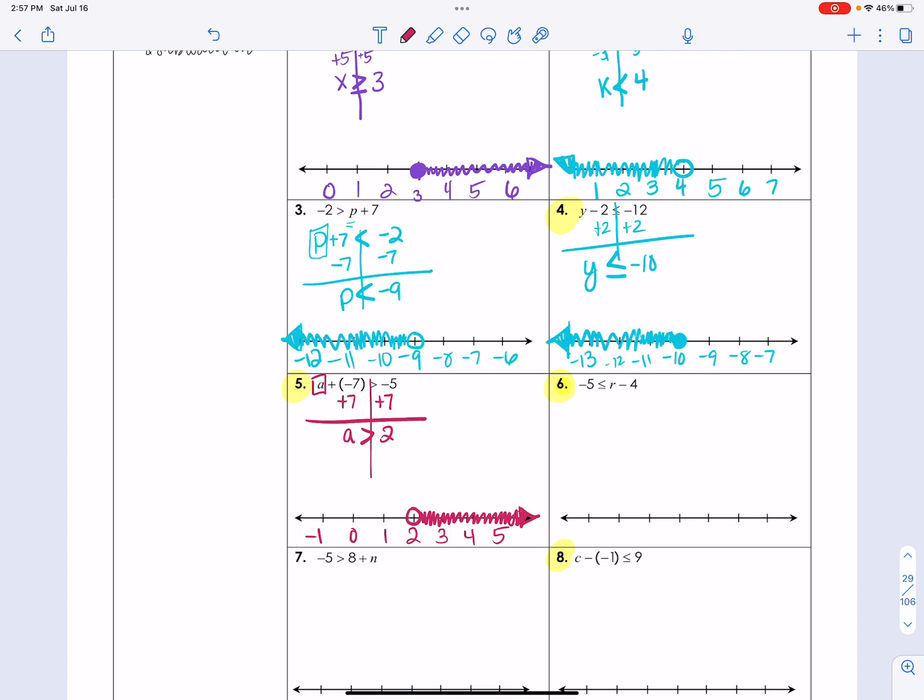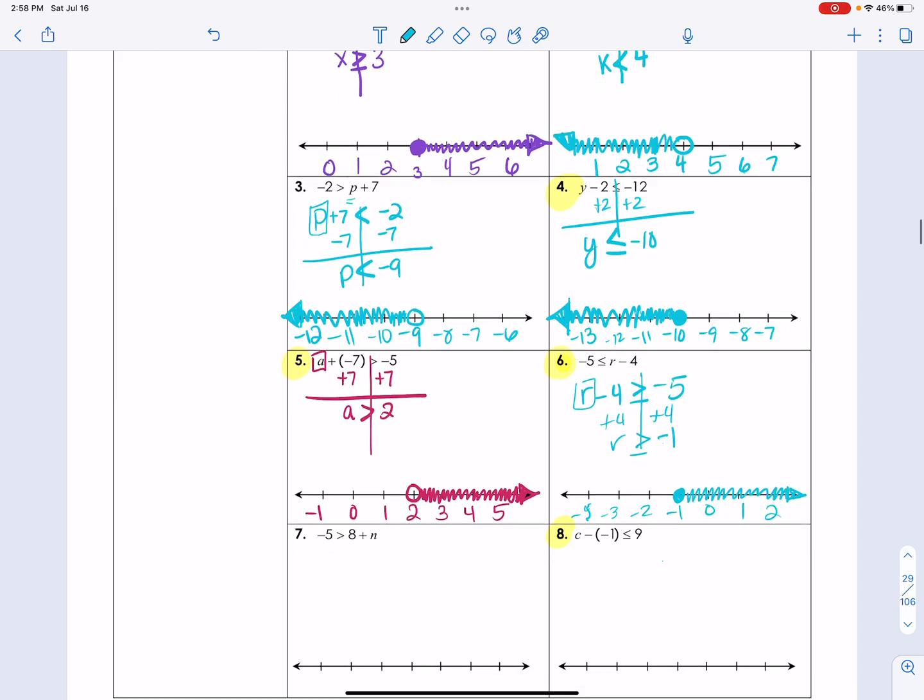On the next one, you don't have to do it my way, but I would rewrite it, which means the bigger side, you're going to flip that sign as well. Okay, so I'm going to rewrite that. So here I'm minusing 4, so I'm going to add 4. And that would be a negative 1. So I'm going to have a negative 1, 0, 1, 2, and then I would have negative 2, negative 3, negative 4. I'd have a filled in circle at negative 1, and it's everything bigger.